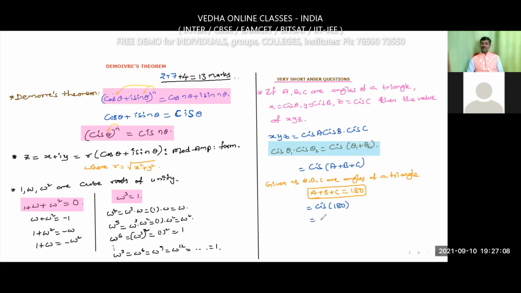Cis is nothing but cos plus I sin. So cos 180 plus I into sin 180. What is the cos 180 value? That is minus 1, plus I into sin 180, whose value is 0. Minus 1 plus I into 0 is 0 only, so minus 1 plus 0, the value is minus 1. Understood? Yes, sir. Okay, so next we'll discuss one more question.